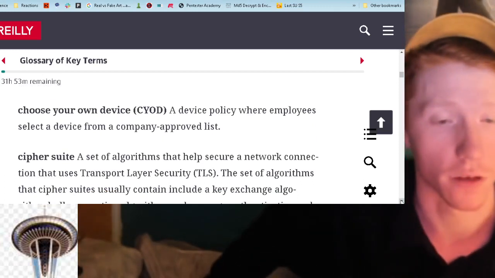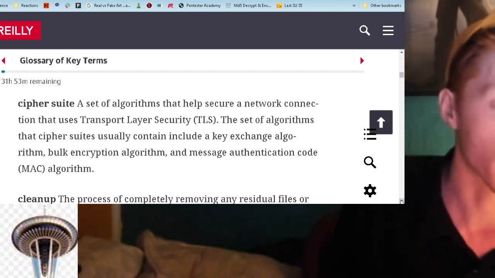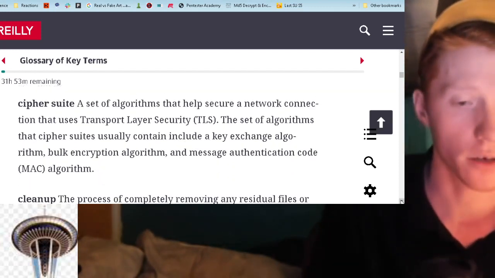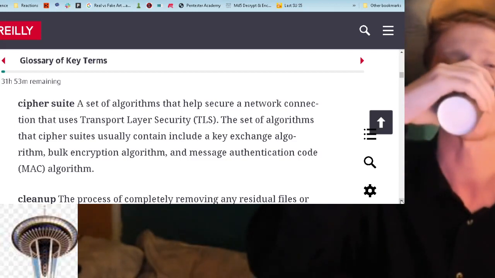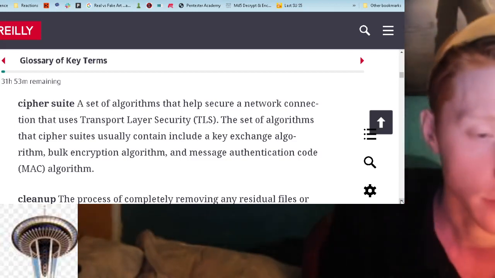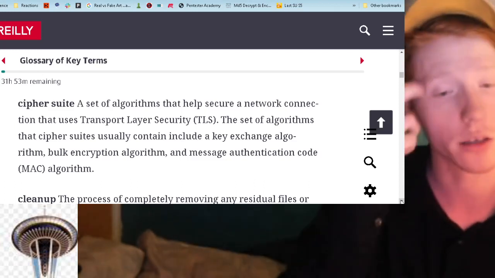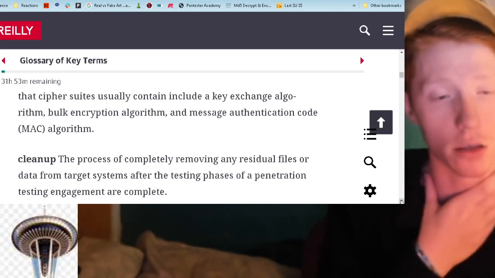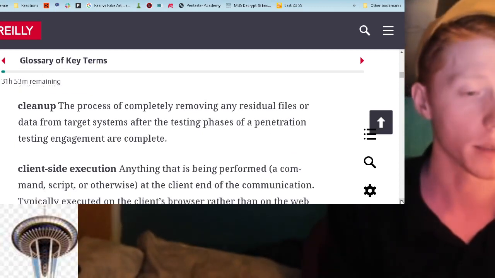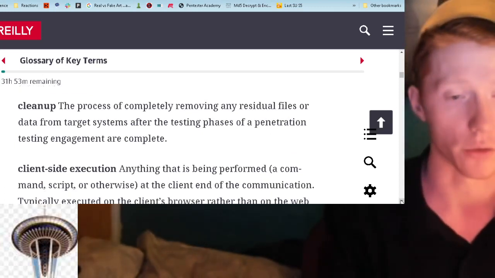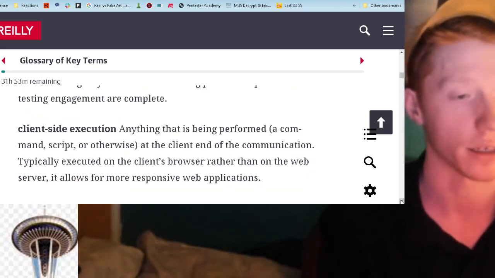Choose your own device is a device policy where employees select a device from a company-approved list. A cipher suite is a set of algorithms that helps secure a network connection that uses transport layer security. The set of algorithms that cipher suites usually contain include a key exchange algorithm, bulk encryption algorithm, and message authentication code algorithm. Cleanup is the process of completely removing any individual files or data from target systems after the testing phases of a penetration testing engagement are complete.